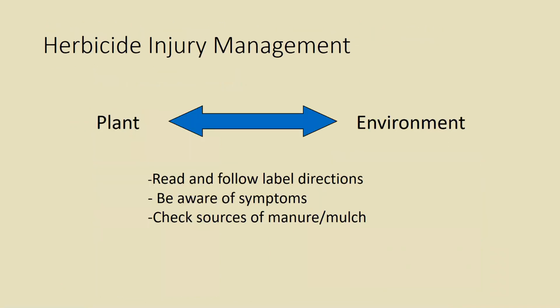So the question becomes, how can we manage this or prevent it in the first place? Well, first of all, we always read the label directions of a product and use it according to the directions. We also need to be aware of the symptoms. Another thing you can do is if you use manure and straw in your garden, check with your sources to see if herbicides have been used or if animals have fed on herbicide-treated plants. Whether or not a plant will suffer permanent damage is going to depend on the plant, the amount of product reaching the plant, and the environmental conditions.